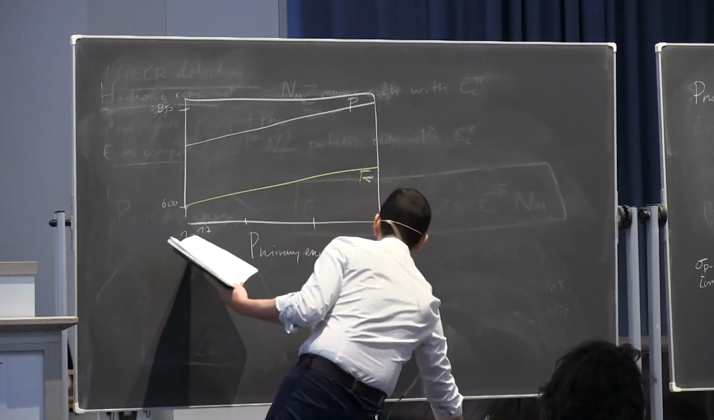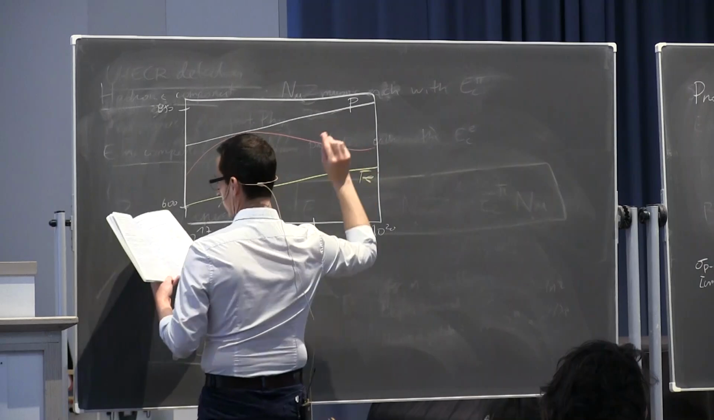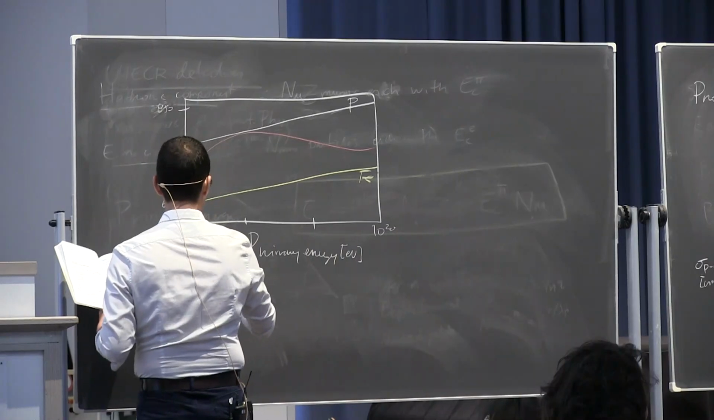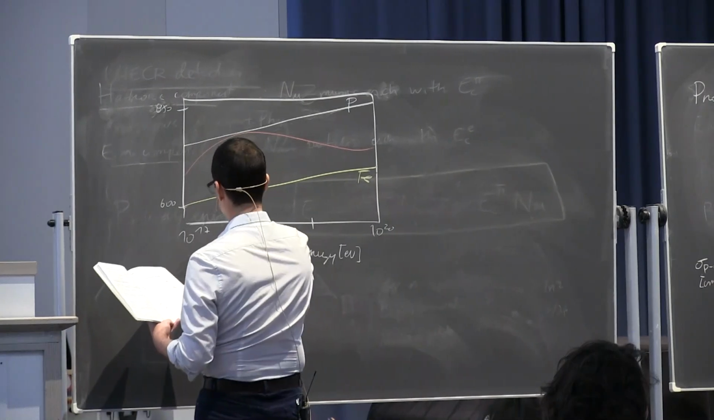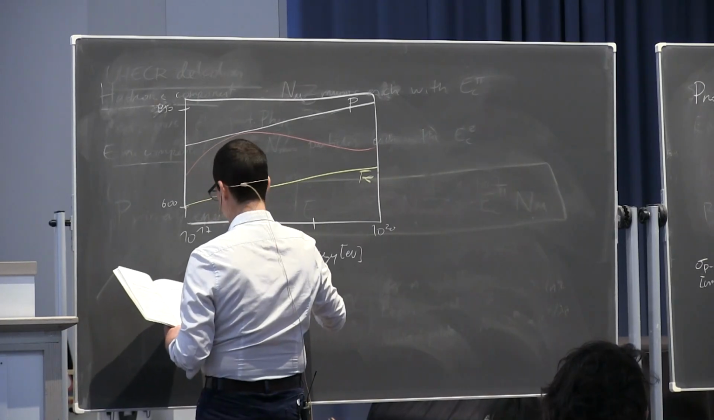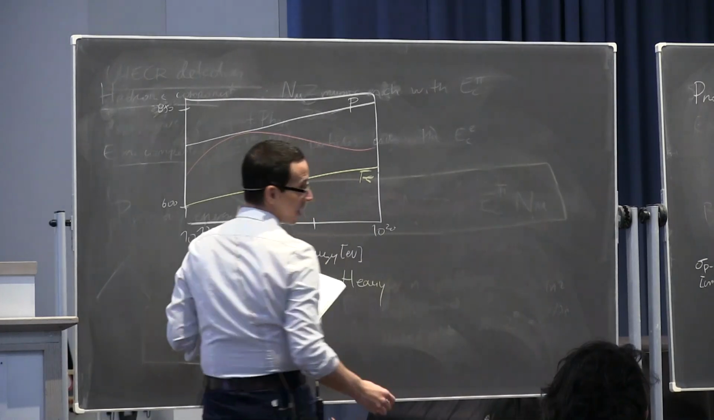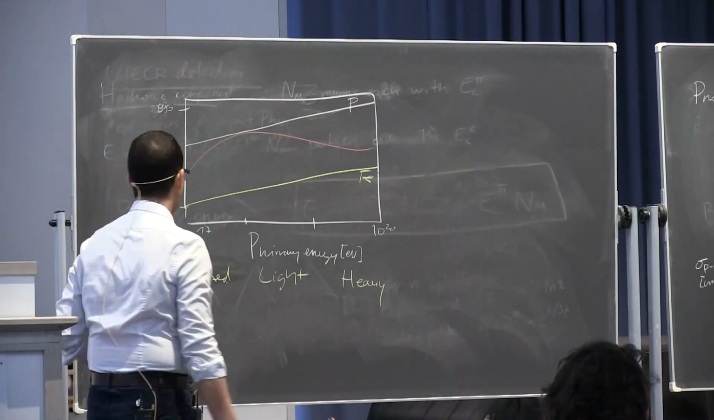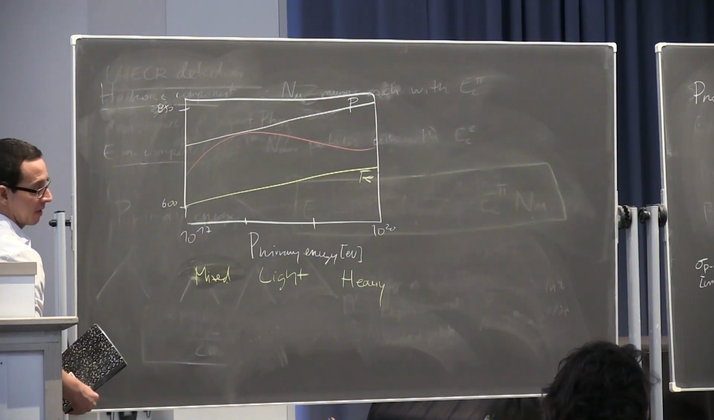Those are just predictions. The data shows something like this. So light, actually this is more like medium or mixed, light and heavy. So what the measurements are saying is that at the lowest energies we have some combination of nuclei, and we can actually resolve what that combination is. Then it turns into mainly protons, and then it turns into mainly heavier stuff.